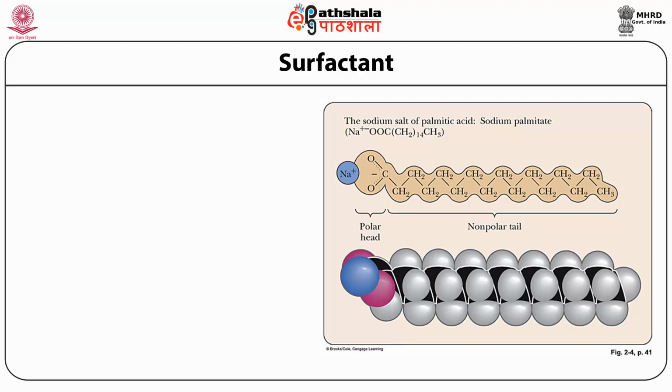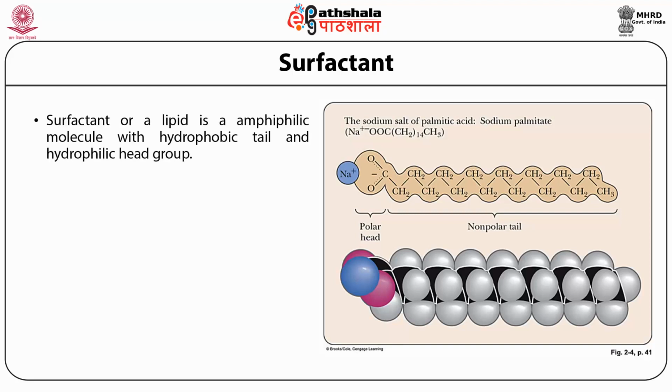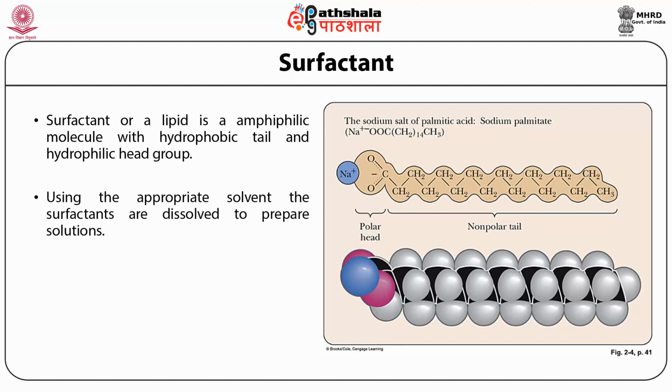What does a surfactant or a lipid system look like? As you can see in the diagram, a surfactant or a lipid is an amphiphilic molecule with a hydrophobic tail and a hydrophilic head group. Using an appropriate solvent, the surfactants are dissolved to prepare solutions. In this structure on the right hand side there is a sodium atom and carbon on the head group, and there is a hydrocarbon tail of CH2, CH2, CH2, CH2 like this. This can be very long or short.